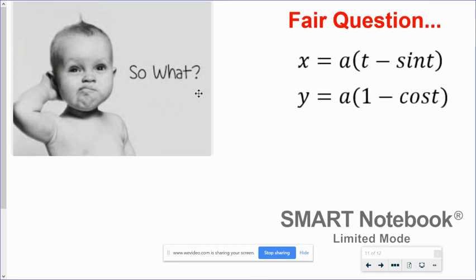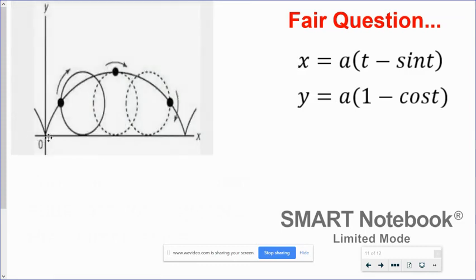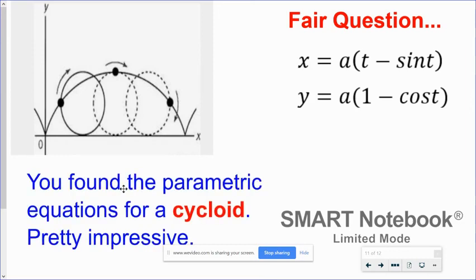And I know what you're thinking. You're thinking, well, so what? Well, to you, I say, pretty stinking impressive. We are able to track the location of this point as the circle rolls along the x-axis with no slippage at any particular time t. I would argue you found the parametric equations for what is known as a cycloid, and quite honestly, that's just pretty impressive.